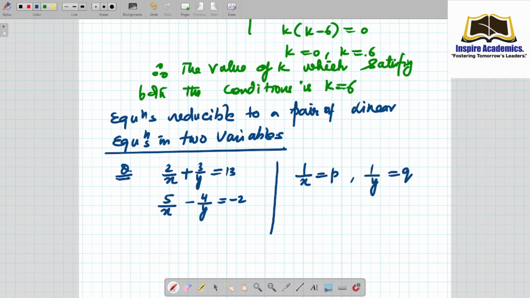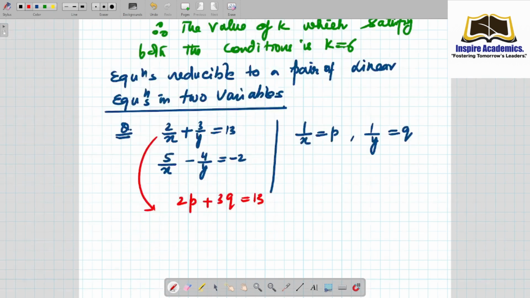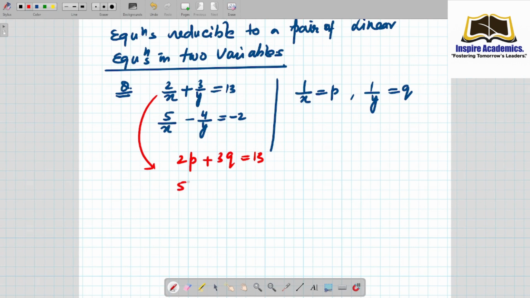So my equations will become 2p plus 3q is 13 and 5p minus 4q is equal to minus 2. Now these equations have been reduced to a pair of linear equations. Let us now try to solve them. So how do we do it? Let us apply the method of elimination.